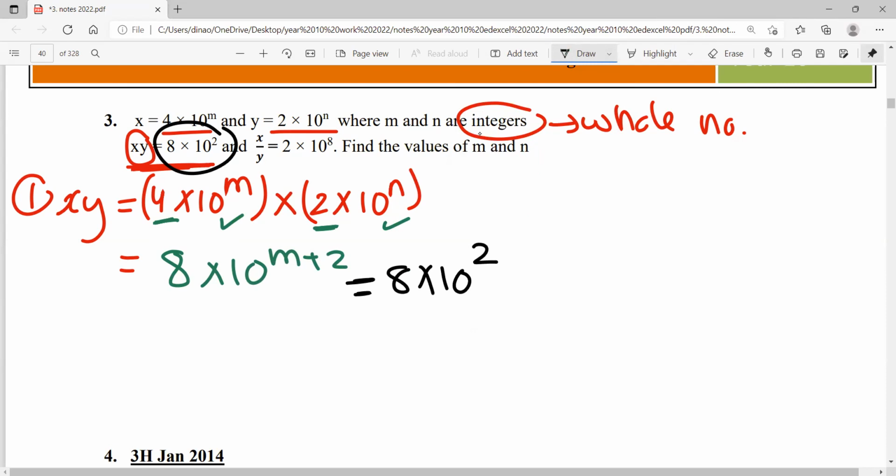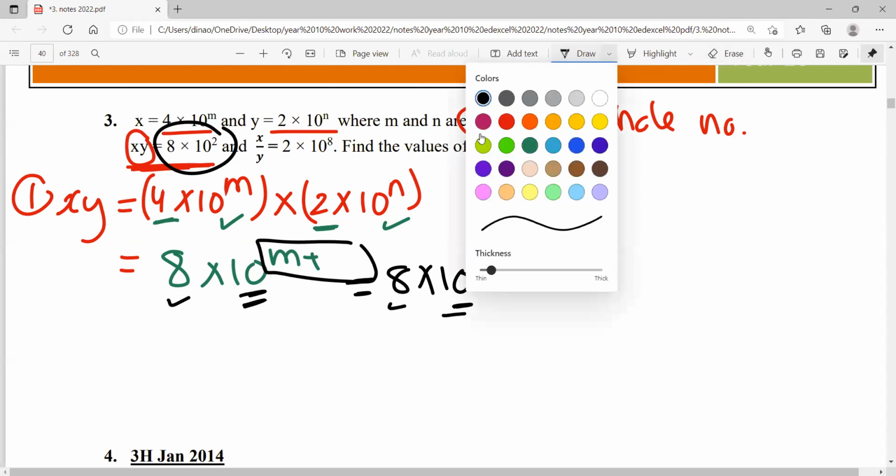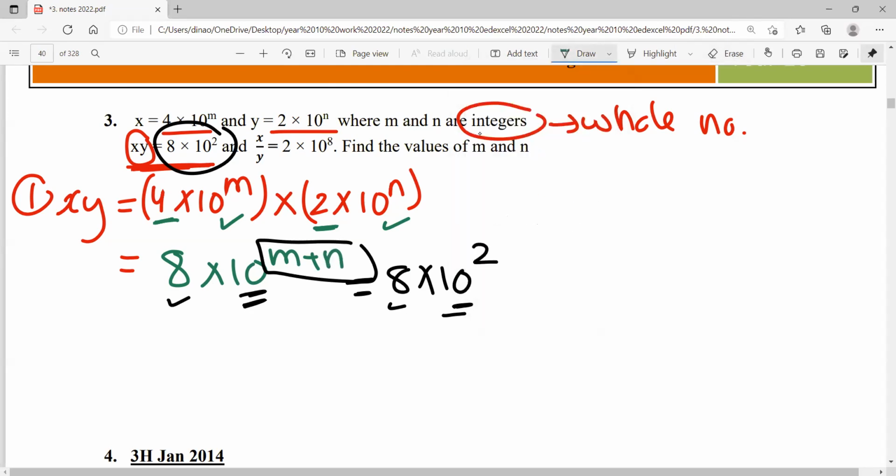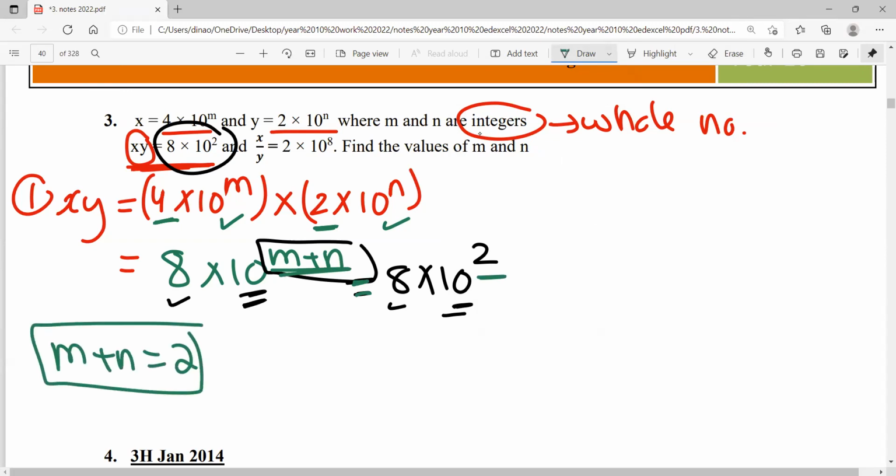Again, work on the left-hand side alone, then compare with the right-hand side. 8 equals 8 and 10 equals 10, so the power equals the power. I wrote something wrong here, it's m plus n, not m plus 2, sorry. m plus n. So if 8 equals 8, 10 equals 10, then power equals power: m plus n equals 2. And that is what we got from the first equation.